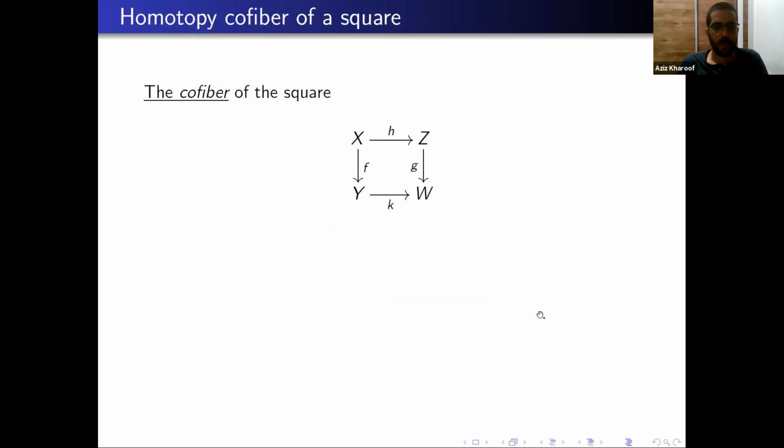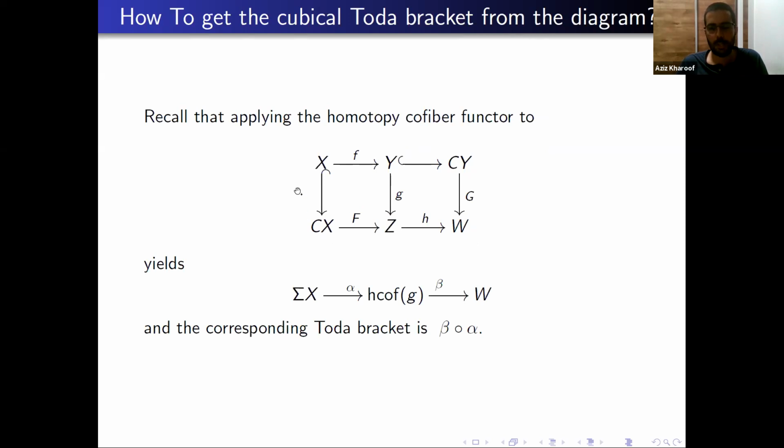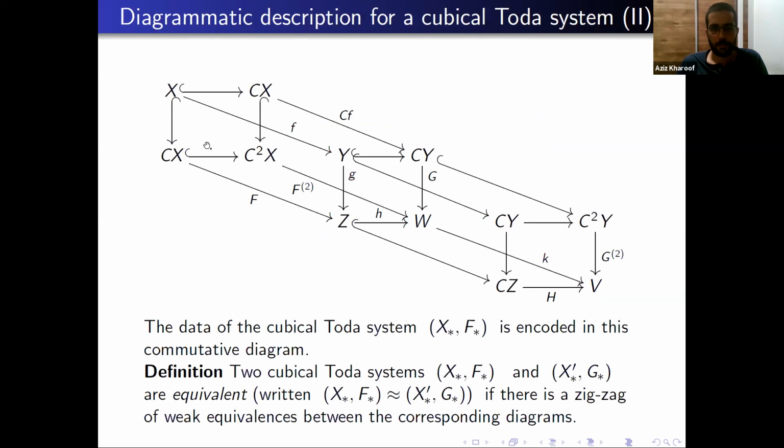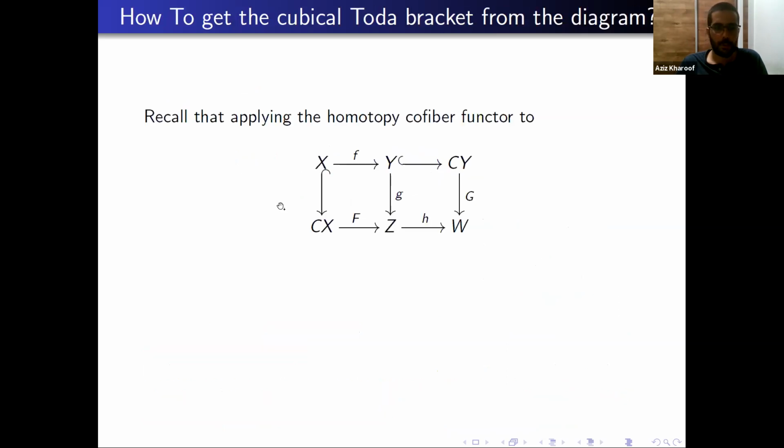We can do the same, but in order to do that, we have to define, let me go back here. So we can take the homotopy cofiber of this to the homotopy cofiber of this. There is a map, and there is a map from the homotopy cofiber of this to the homotopy cofiber, then we compose and get the Toda, yeah? But what is the homotopy cofiber of a square?